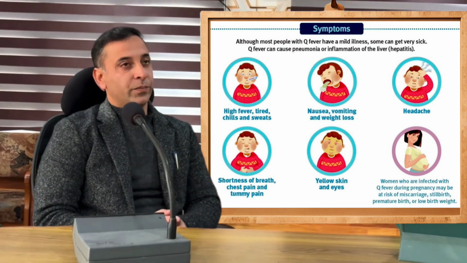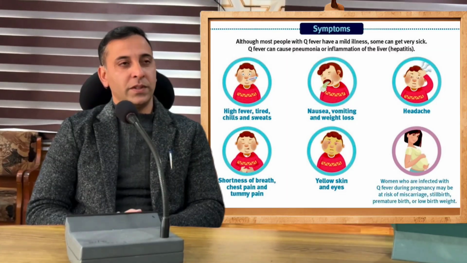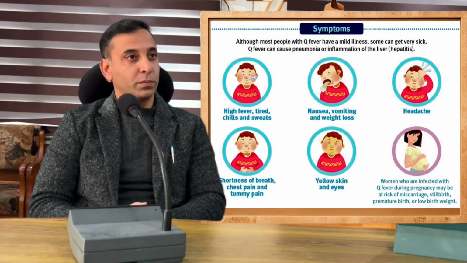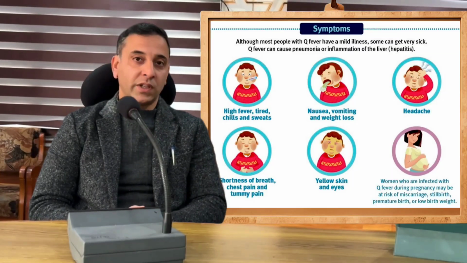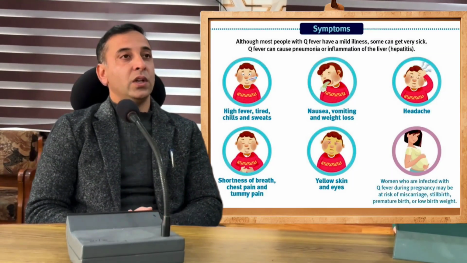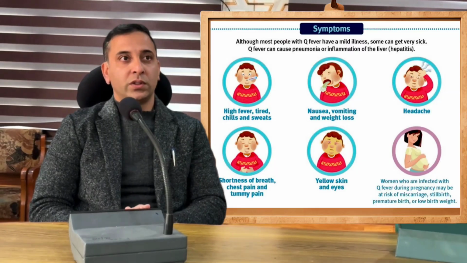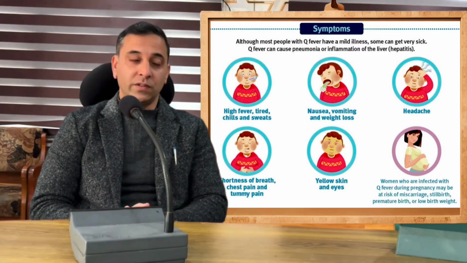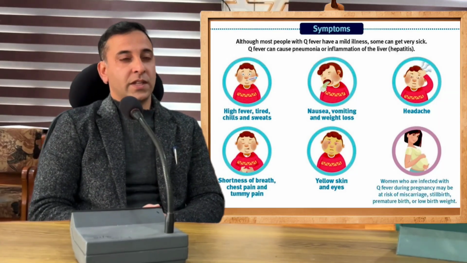And then the chronic form of this disease in humans is rare, but it is more prevalent in those who have prosthetic valves and those with valvular diseases, like heart disease. It causes endocarditis in those patients and it can lead to death. It can also cause vascular infections in humans.